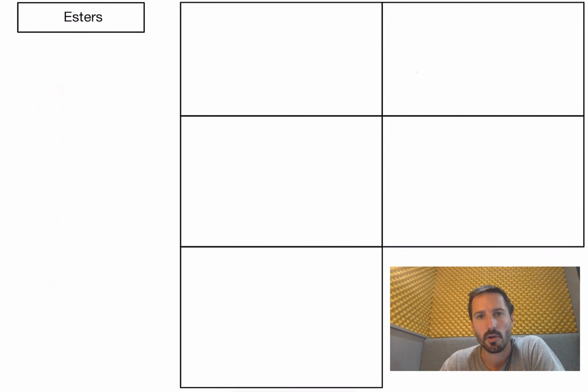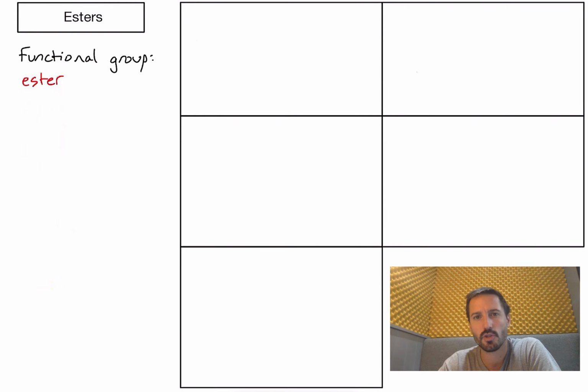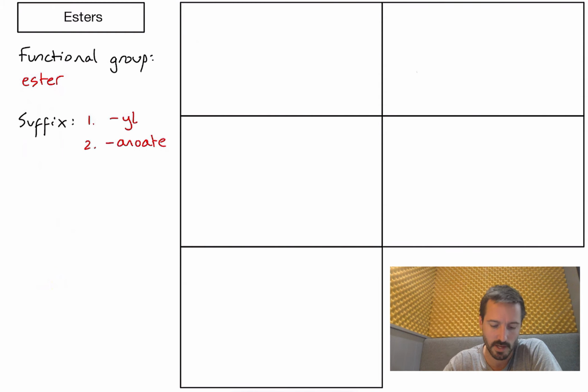In this video, we're going to have a look at how to name the class of compounds known as the esters. What is an ester? Well, an ester contains the ester functional group, and what makes naming these slightly more complicated is that there's two parts to the name, each with their own suffix. So the first part of the name is going to end with "-yl", the second part of the name is going to end with "-anoate".